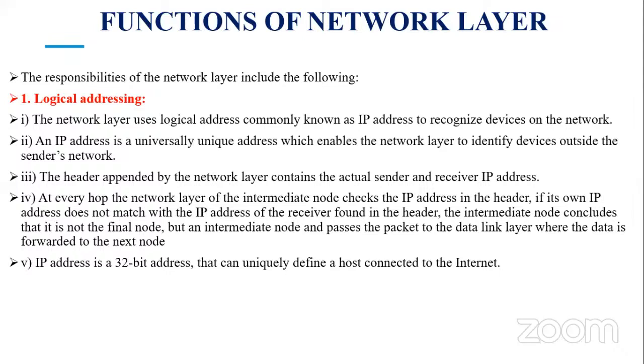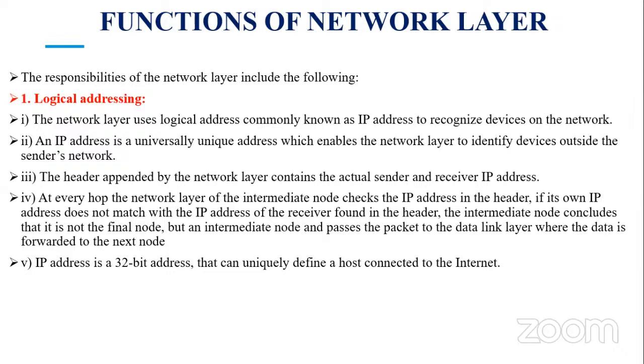So this is what the text in the book says. Logical addressing. The network layer uses a logical address, commonly known as IP address, to recognize devices in the network. Based on the IP address, the network will decide. An IP address is a universally unique address which enables the network layer to identify devices outside the sender's network. So an IP address is unique for each and every request.